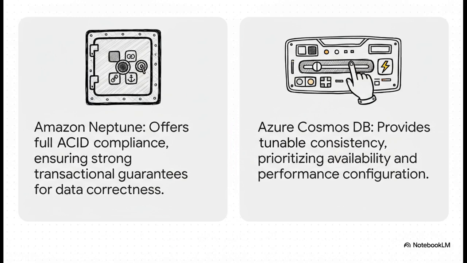Cosmos DB plays a different game. Because it's designed to be this globally distributed beast, it offers tunable consistency. You, the developer, get to decide the trade-off between strong consistency and super low latency. The catch? You don't get those same strict multi-step transactional guarantees.